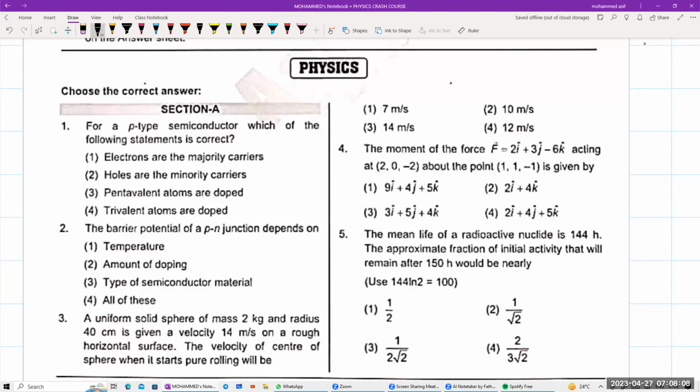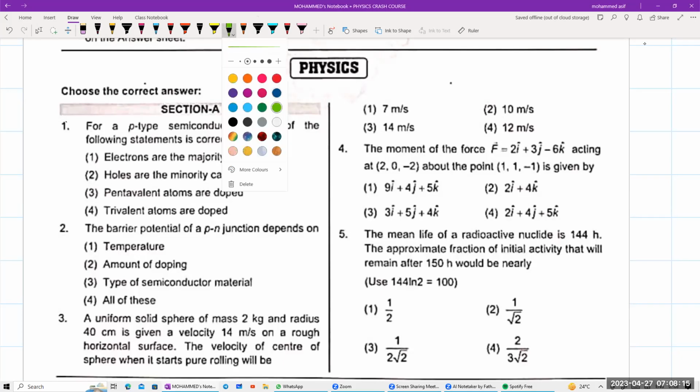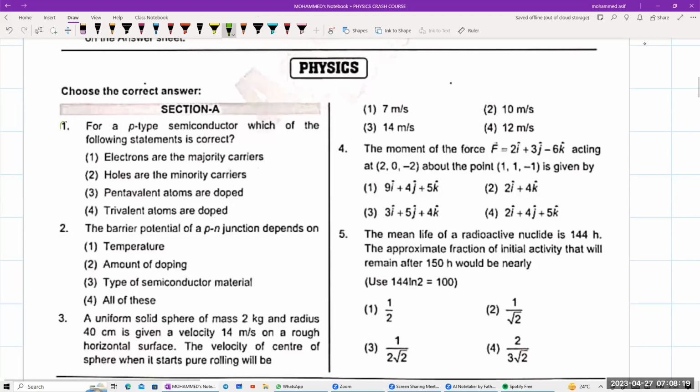First one is: for a p-type semiconductor, which of the following statements is correct. Maybe we can do the first one, so we can try with the first question. Let me tick the questions first. Question number 1, I have to do. Question number 2, the barrier potential of the p-n junction, this also I have to do.